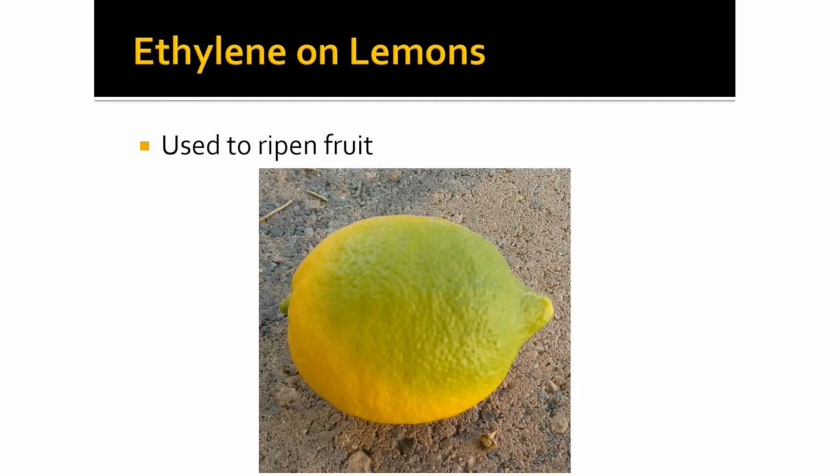Here's another usage. We're kind of going down the train here. I'm trying to cover examples that you would see or are relevant to this area. Obviously, we don't really grow any grapes around Yuma, but you do see it in the grocery store, and it's a great example of gibberellic acid. But here's a lemon that's not quite ripe. You see, it's got some green on it.